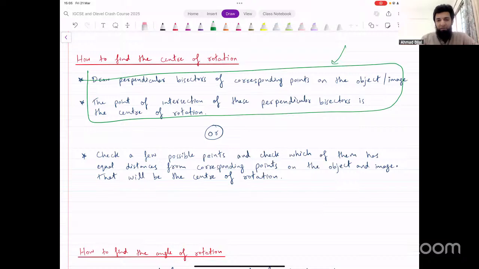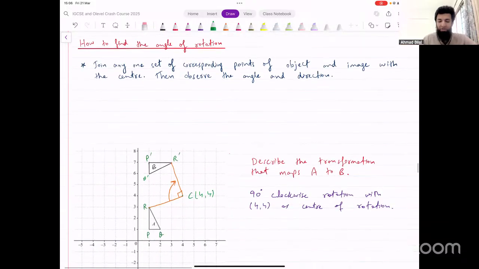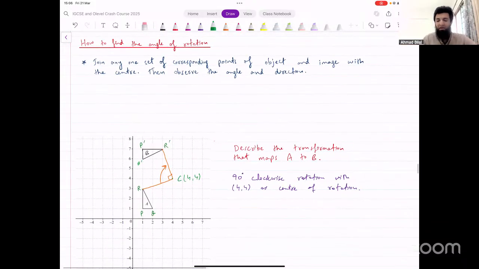The point where these perpendicular bisectors meet, that is going to be the center of rotation. So if you can't figure it out directly, then that's the general way that always works. Draw perpendicular bisectors of corresponding points, and then wherever they intersect, that's going to be the center of rotation. And then using that, you can find the angle of rotation as well.